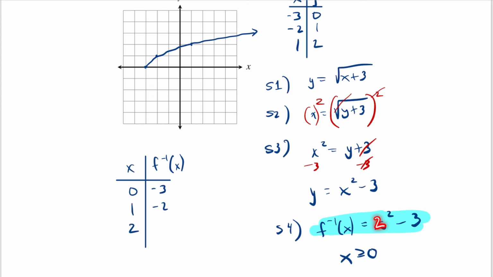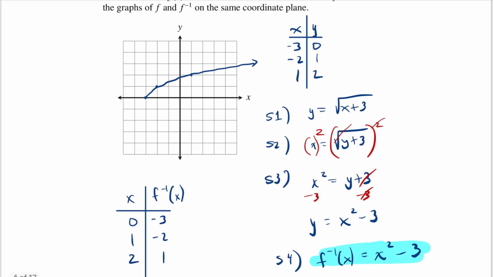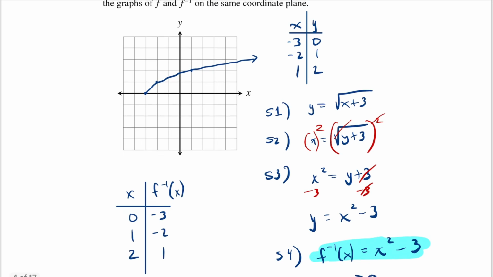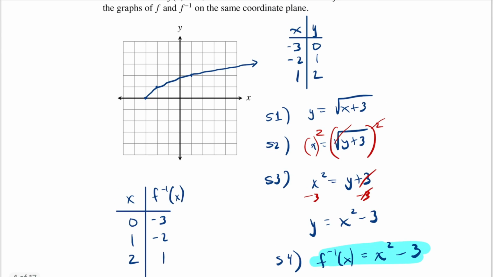All right, that should be good enough. I should have used red. That's okay. I'm going to use red now. So let's graph these 3 points, 0, negative 3. As you can see, it's shifted down 3 units. 1, negative 2, and 2, 1. If you graph those, you will see that's the inverse function.